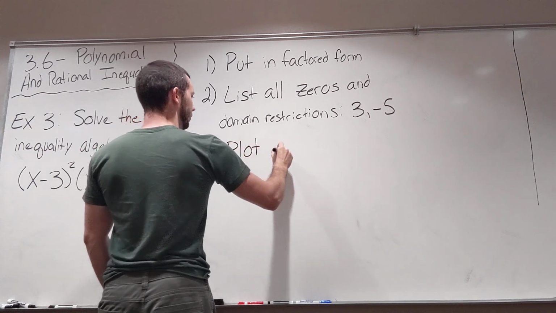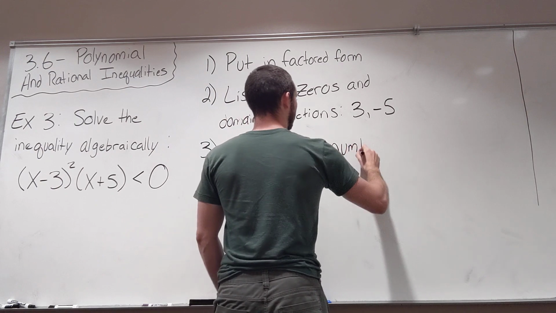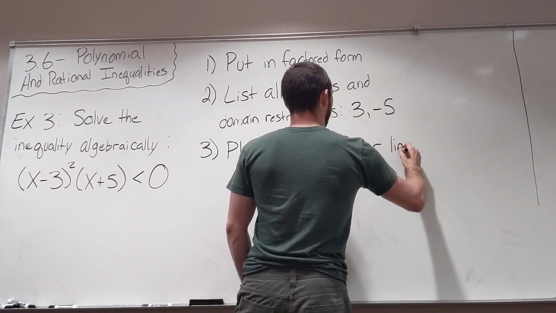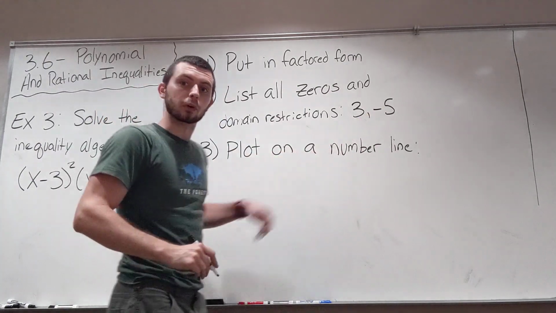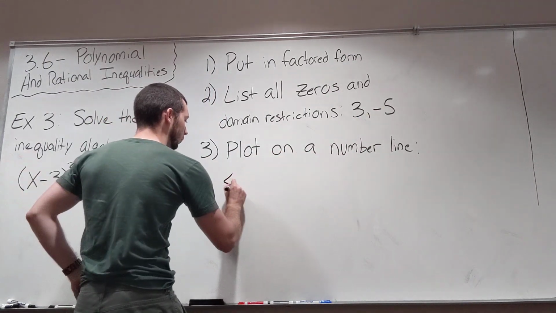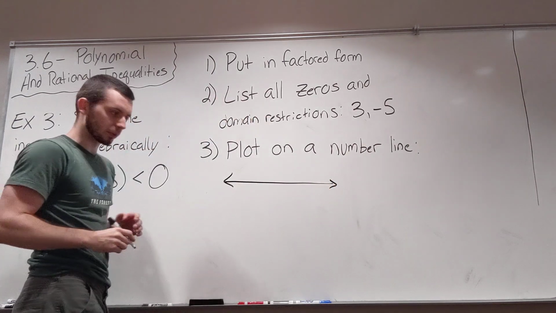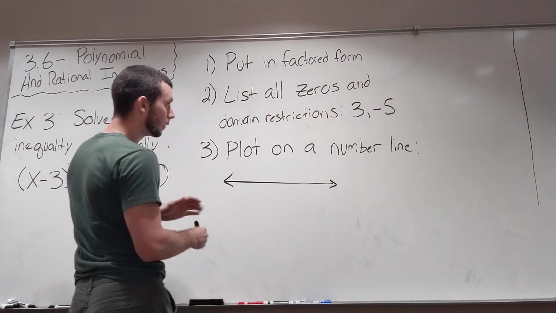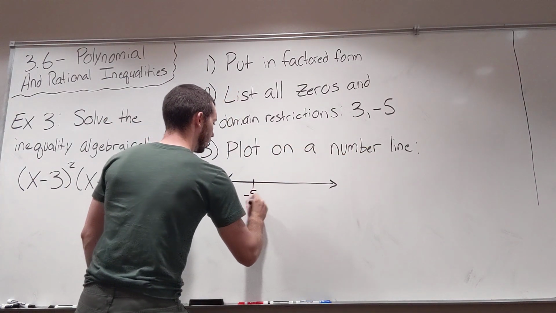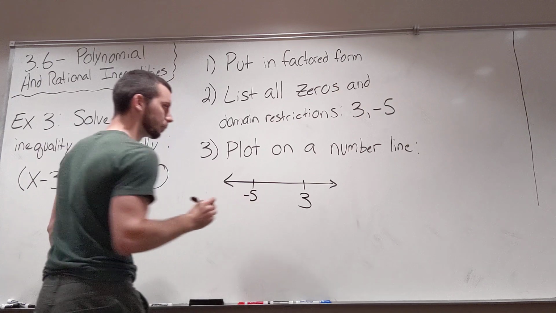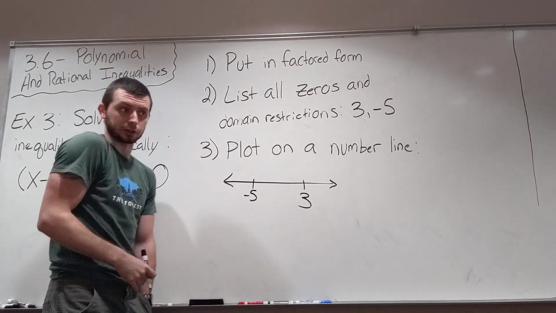Step 3, plot on a number line. So we'll go ahead and do that. We're going to plot all of these numbers on a number line in order. So here's our number line. We'll go ahead and start with the smallest number first and move on to the larger number. If we had more numbers, we would just append them on here as needed.